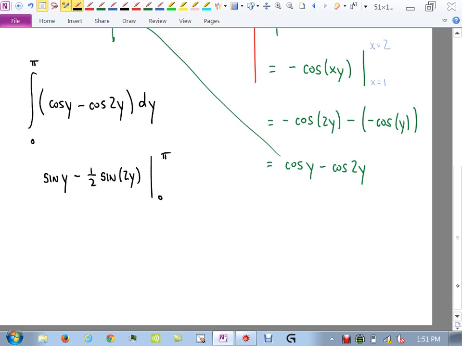Plug in pi. Sine of pi is 0. Sine of 2 pi is 0. So 0 in the beginning. Minus, plug in 0. Gosh, all that for nothing, literally, right? So the volumes wiped each other out.